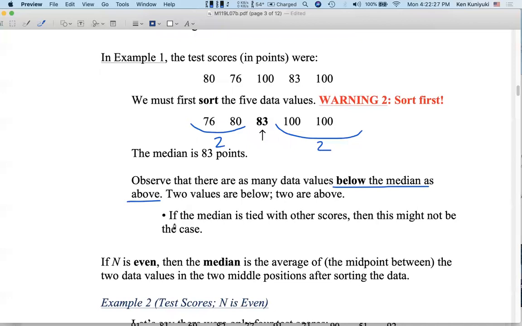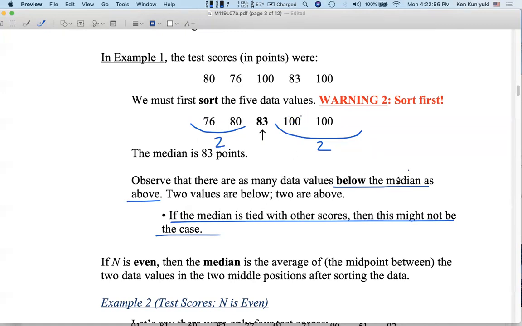Bear in mind that ties are okay. If the median is tied with other scores, then this might not be the case. So for example, if instead of 100, we had 83 points over here, then technically we wouldn't have 2 values above the 83 points. We could say that we have 2 values that are at least as high as 83 points over here, but basically ties are okay. So if we have ties, don't be bothered by that.